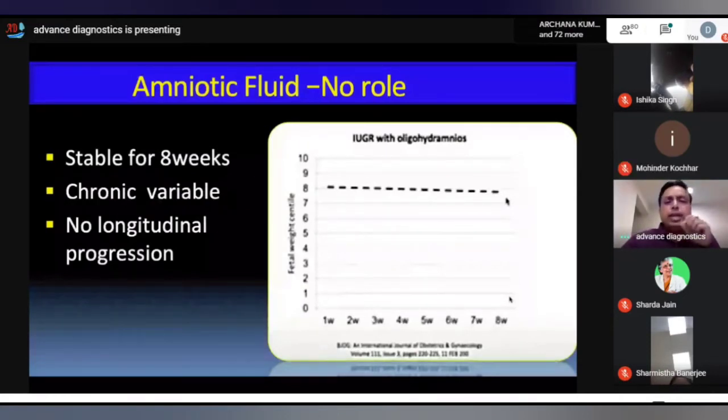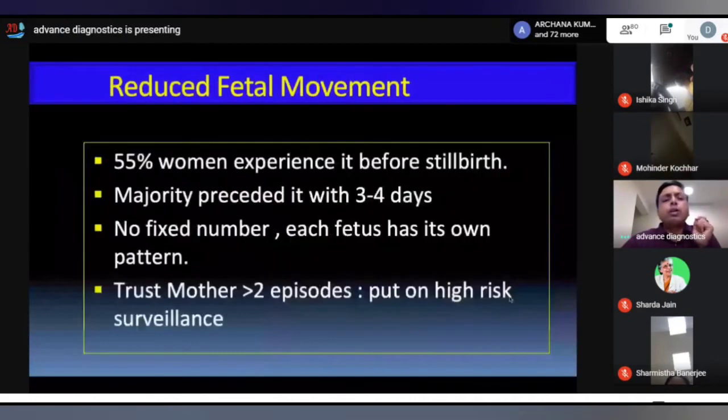Reduced fetal movements are not rare, because 55% of women experience it before birth, the majority preceded by 3 to 4 days. There is no fixed number, each fetus has its own pattern. Trust the mother, and more than 2 episodes should be put on high risk surveillance.